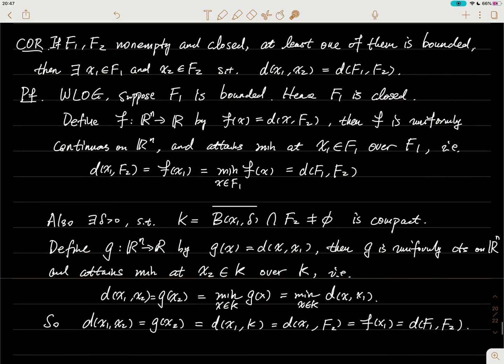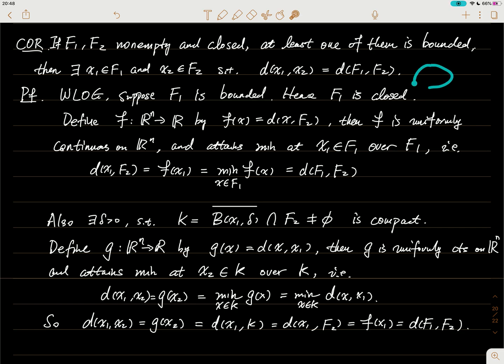Now let's see a corollary of that. Suppose we have two non-empty and closed sets in Rn, and suppose at least one of them is bounded. I need one of them to be bounded. Then there must be one point x1 from F1 and another point x2 from F2, such that the distance between these two points from the two sets respectively is equal to the distance between the sets.